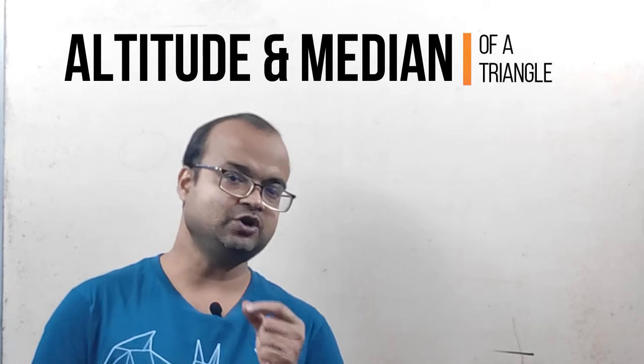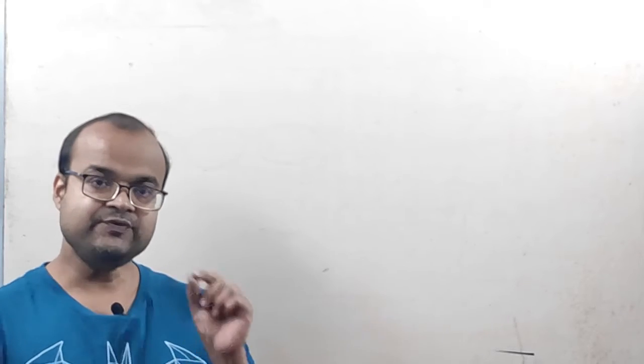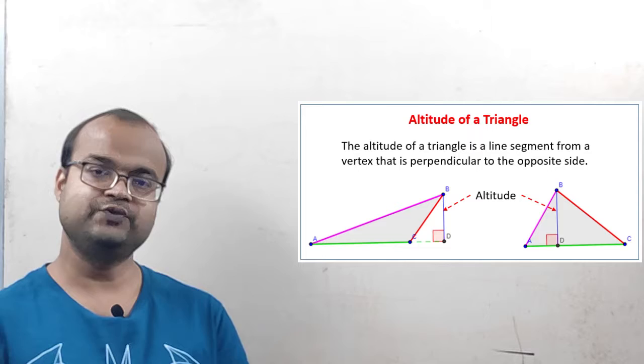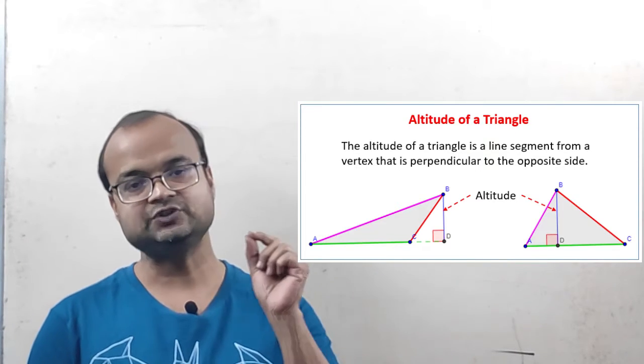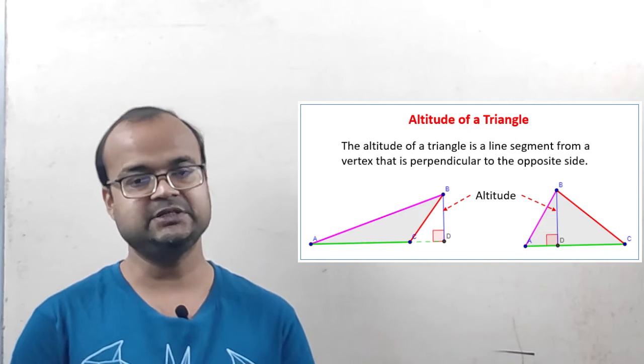Hello and welcome everyone. Today in this part I am going to explain you altitude and median of a triangle. Now, what is altitude? Altitude means if a perpendicular line is drawn from a vertex to its opposite side, then the line segment is called its altitude.